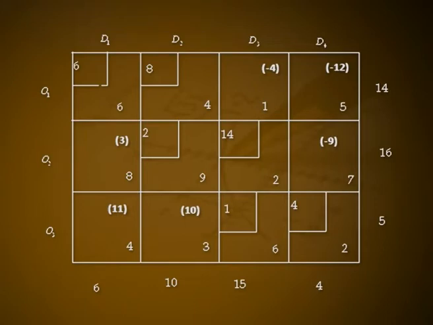The calculated net evaluations for non-basic cells are written in parentheses in the transportation table as follows. Since our objective is to minimize the cost of transportation, the current basic feasible solution will not be optimum so long as any of the net evaluations are positive. Hence, it is necessary to move for a better solution.